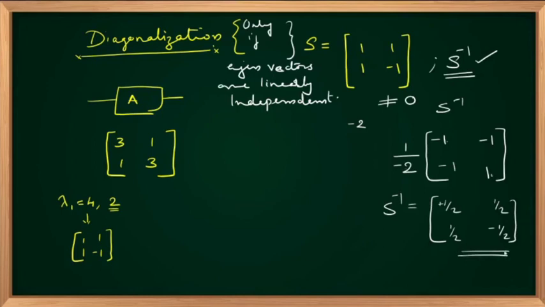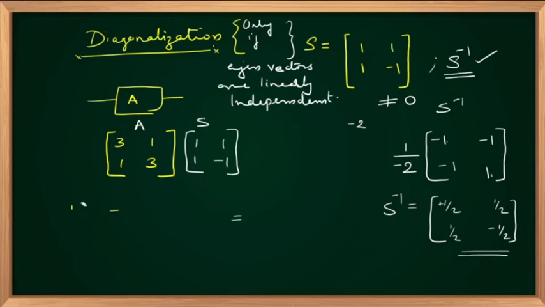Okay. Now, what if I do a multiplication of S inverse times A times S? First, I'll multiply the A matrix with S. S is 1, 1, 1, -1. So what is the result of A times S? 3 plus 1, 4. Okay. 1 plus 3, 4. Right. 3 minus 1, that is 2. 1 minus 3, that is -2. So this will be the result when I multiply A by S.